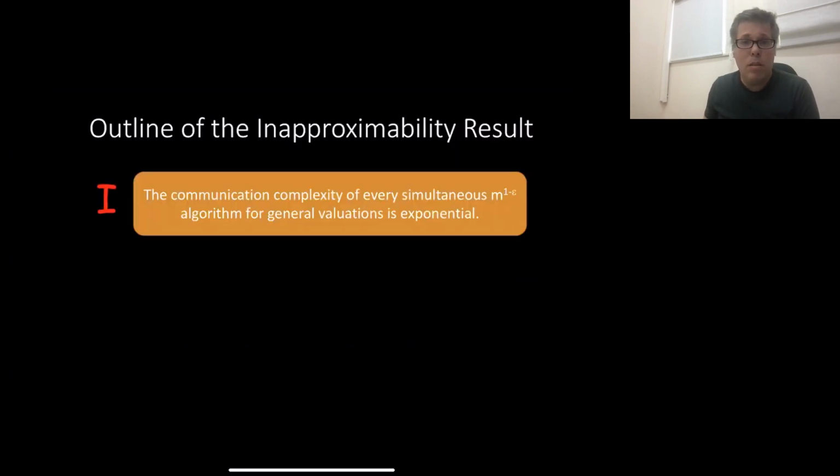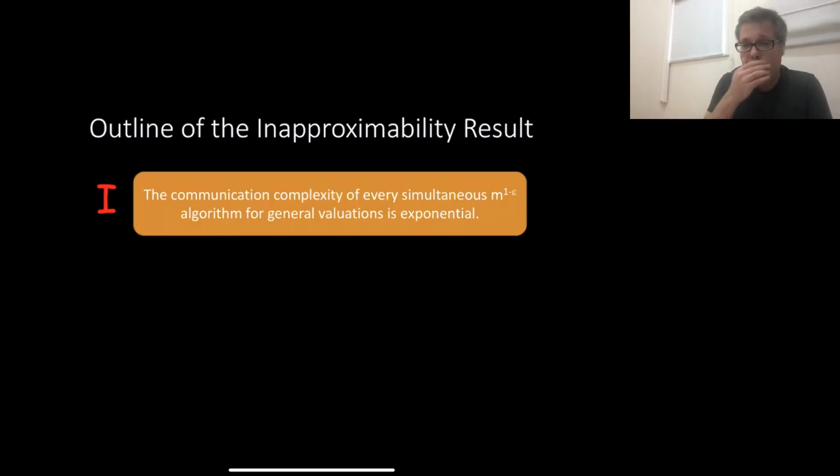How do we prove this result? I'm just going to give you a brief outline. As was already mentioned, there is a tight connection between simultaneous algorithms and dominant strategy mechanisms. Or let's put it another way, many dominant strategy mechanisms are simultaneous. So it seems that the right thing to do is to try to bound the communication complexity of simultaneous mechanisms.